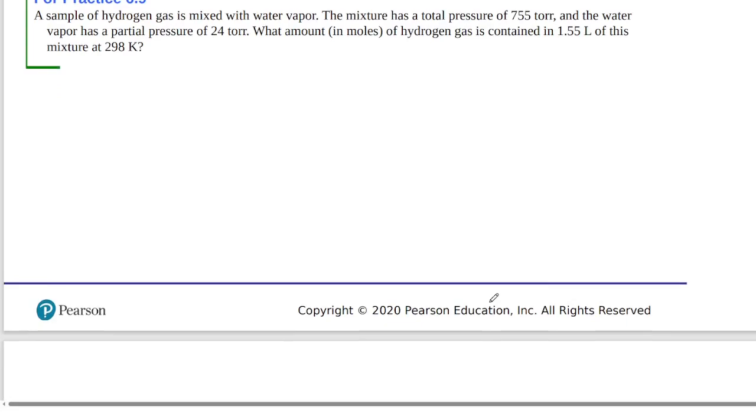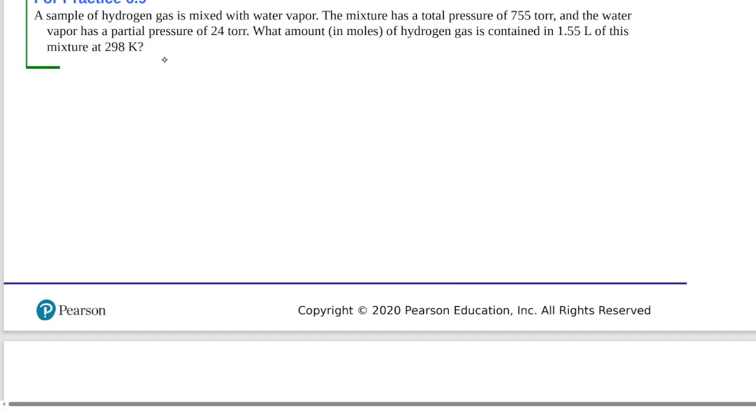Now we can work the for-practice problem. A sample of hydrogen gas is mixed with water vapor. The mixture has a total pressure of 755 torr, and the water vapor has a partial pressure of 24 torr. What amount in moles of hydrogen gas is contained in 1.55 liters of this mixture at 298 Kelvin?